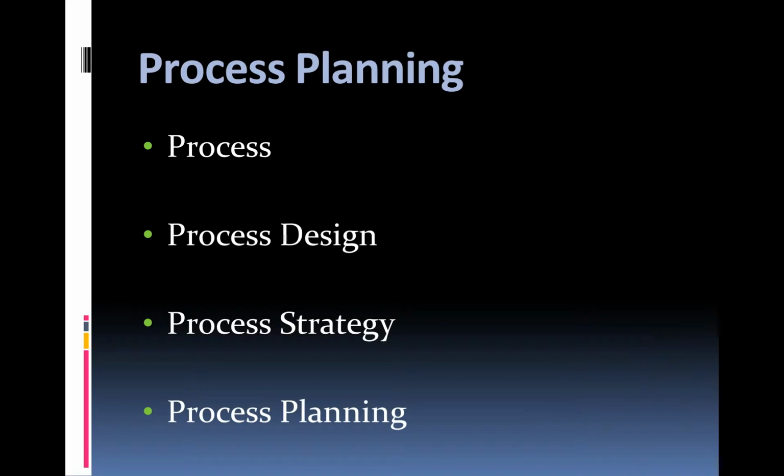Before we explore process management, we need to define what a process is exactly. A process is a group of related tasks with specific inputs and outputs. Process design are tasks to be done and how they are coordinated among functions, people, and organizations. Process strategy is an organization's overall approach for physically producing goods and services. And process planning converts designs into workable instructions for manufacture or delivery.